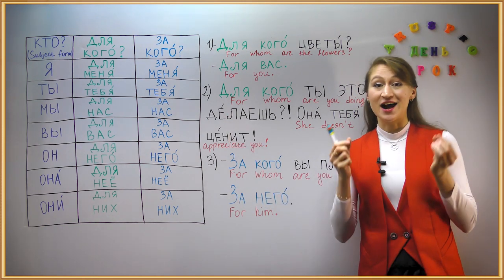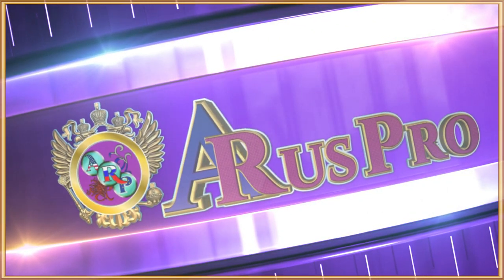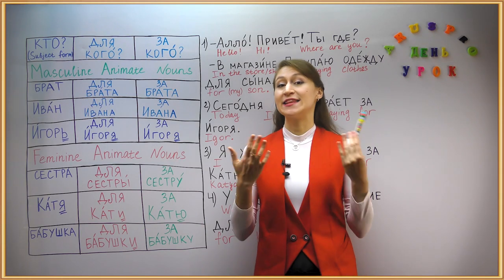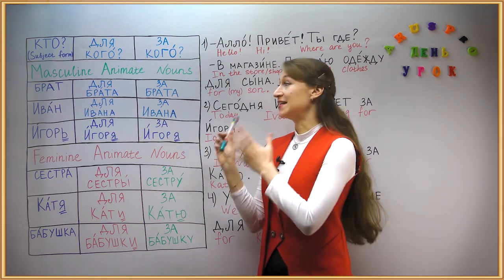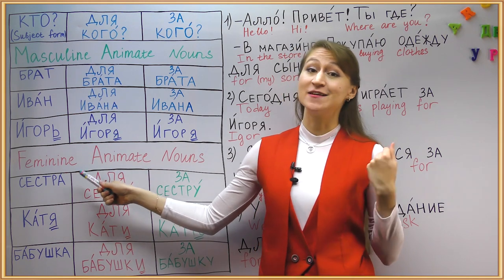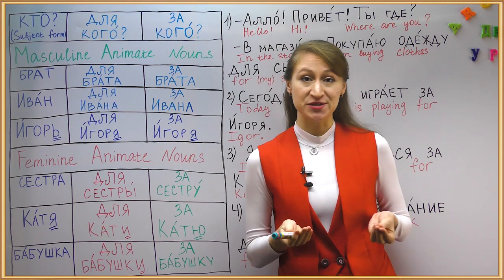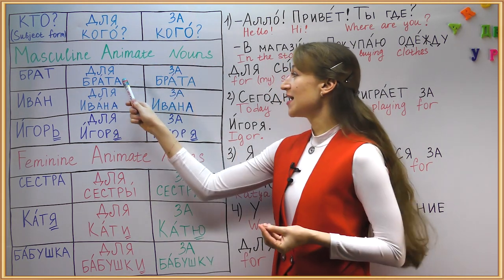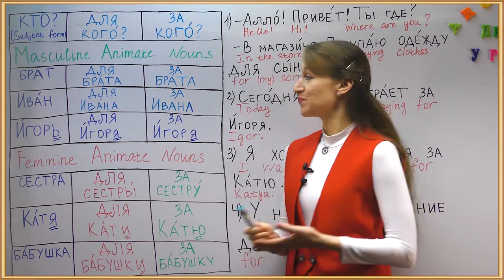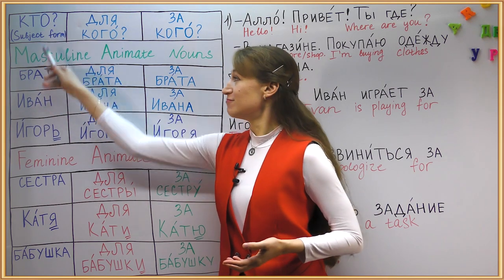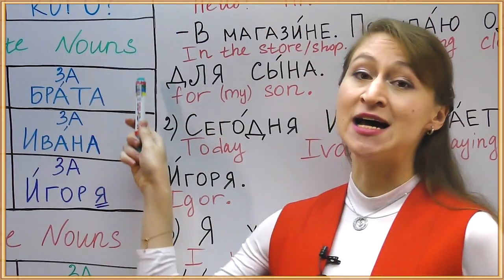Now let's see how they are used with nouns, masculine and feminine animate nouns. So what happens to nouns when they follow the prepositions для and за? Let's take a look at masculine and feminine animate nouns. So nouns that denote male persons, masculine animate nouns, change their ending when they follow these prepositions. So брат, the subject form, для брата and за брата.